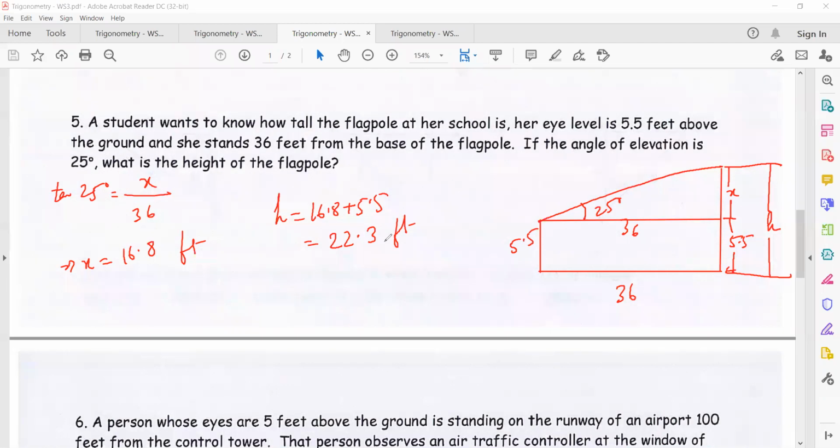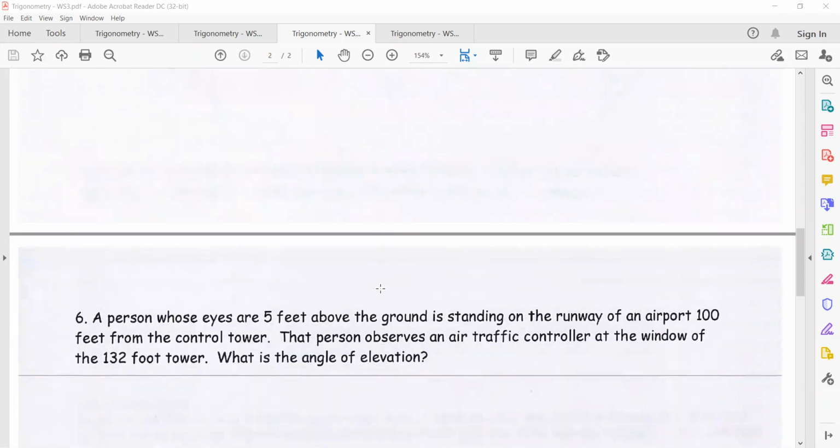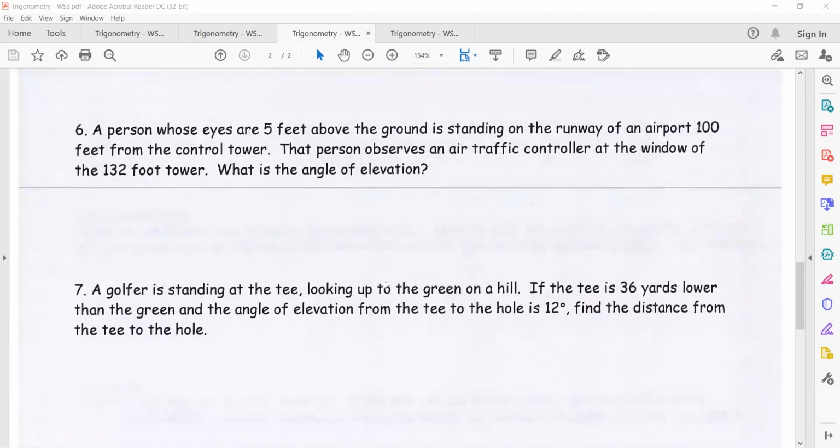Then question number 6 is also the same kind. You just have to find the angle here. Could you find question number 6? 51.8, correct. Okay, let me see. A person whose eyes are 5 feet above the ground is standing on the runway of an airport 100 feet from the control tower. The person observes an air traffic controller at the window of the 132 feet tower. What is the angle of elevation?